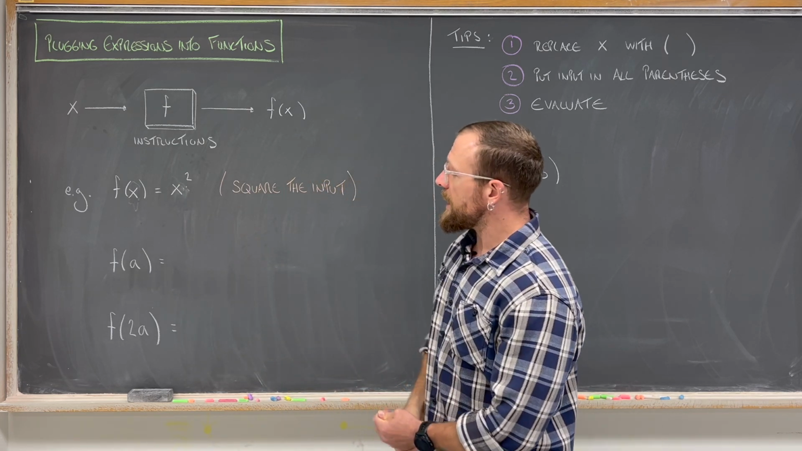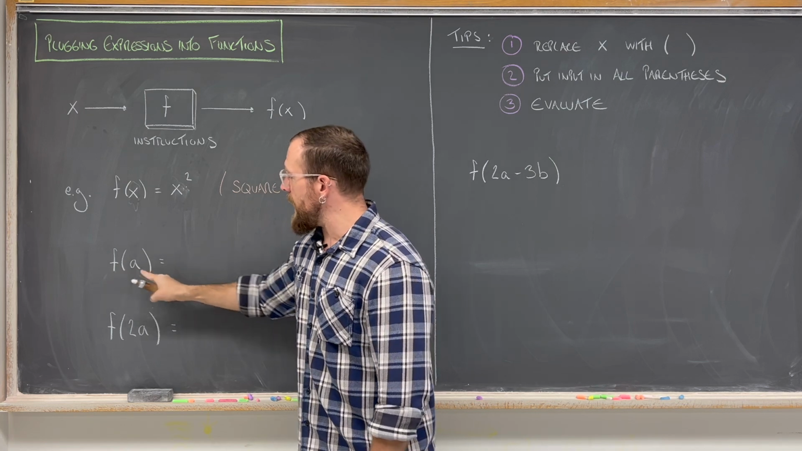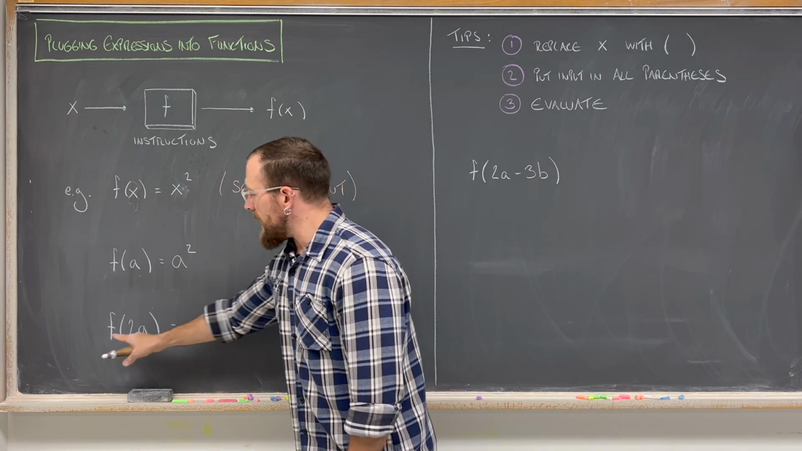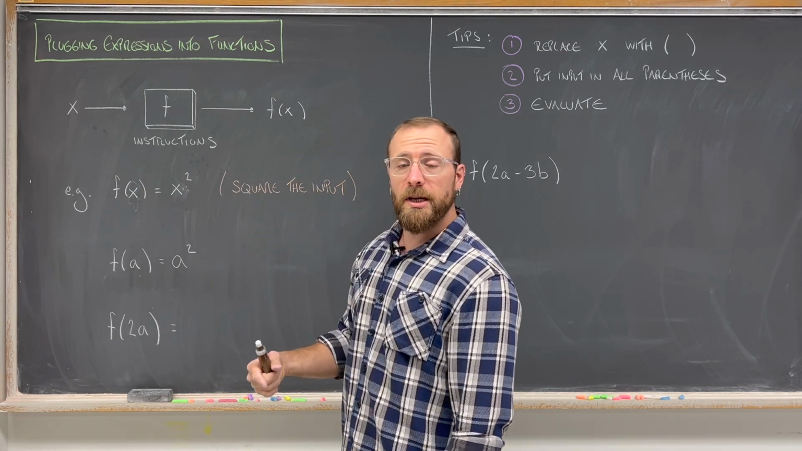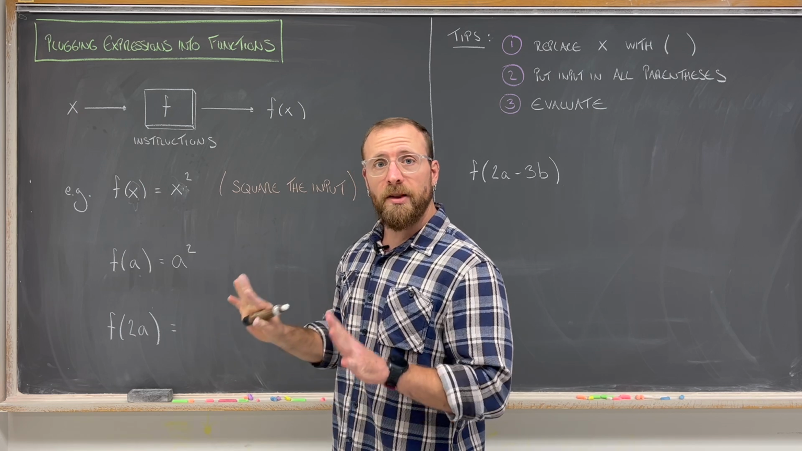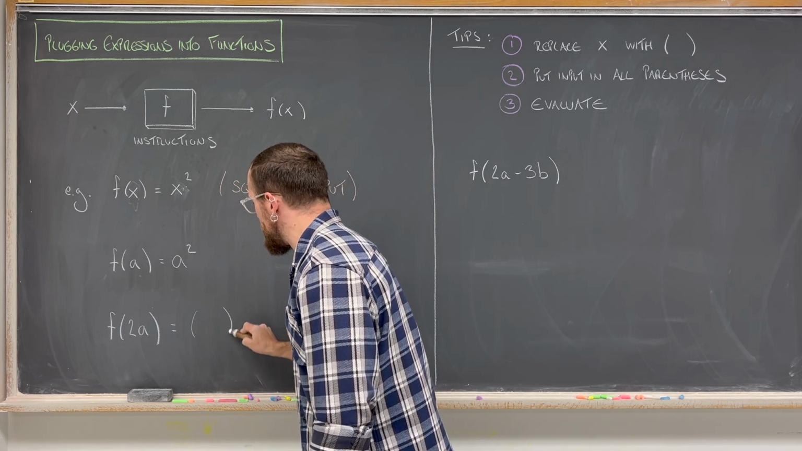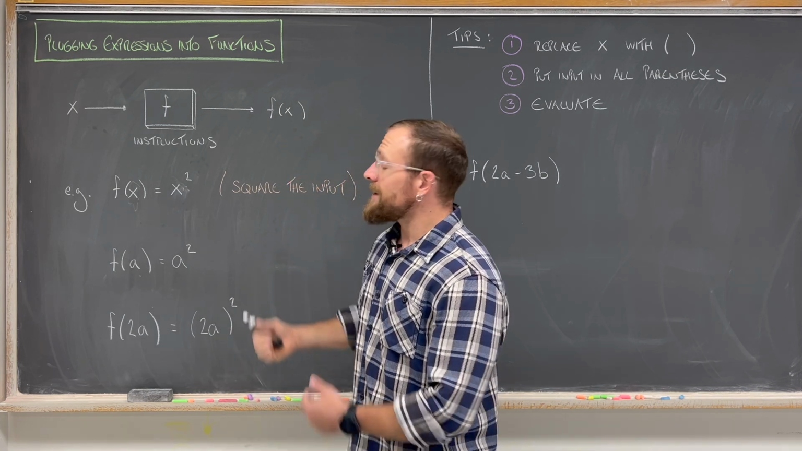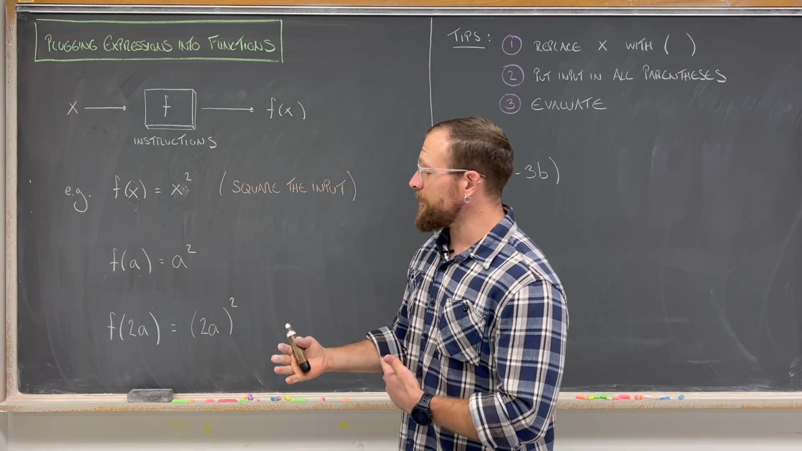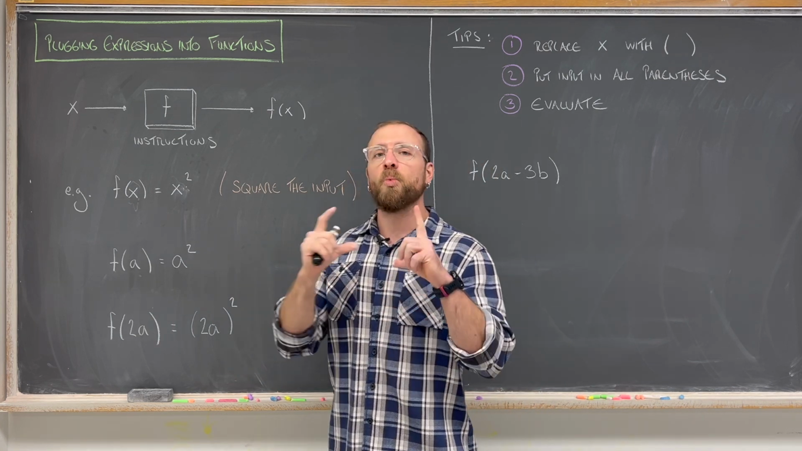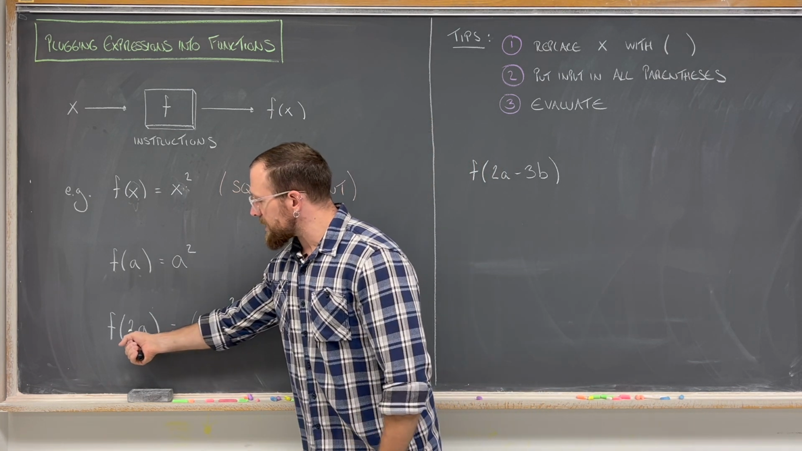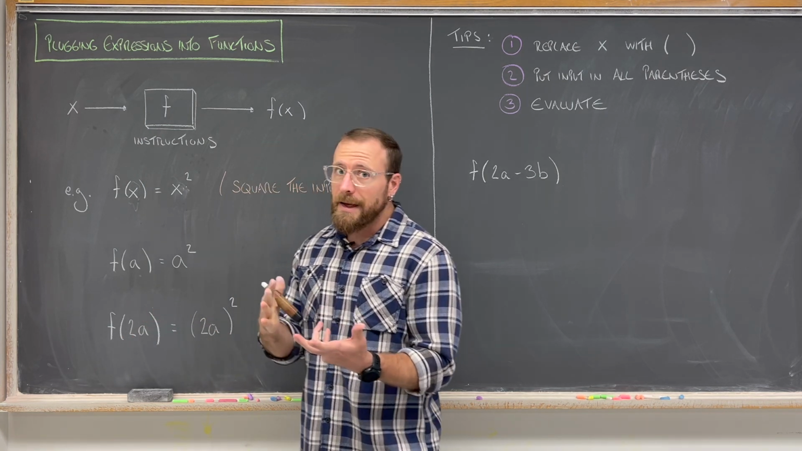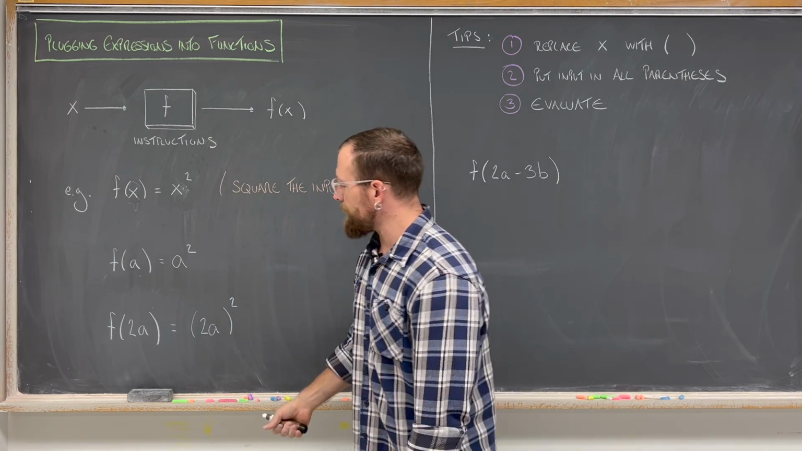So for example, if a is the input, f of a would be a squared. That's pretty easy. f of 2a. If 2a goes in, what comes out? Well, we need to square the input. What is the input? The input is 2a. So we need to square 2a. Now, the parentheses actually are important here because I want to treat 2a as if it's one number. It looks like it's the product of two numbers, two separate numbers multiplied together. It is, but I want to treat it like one number.